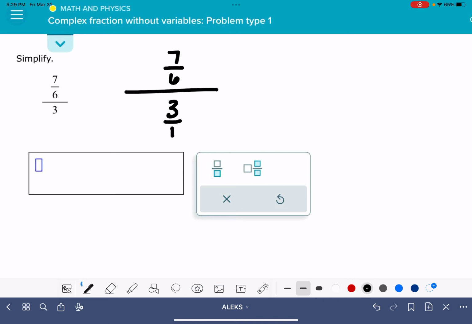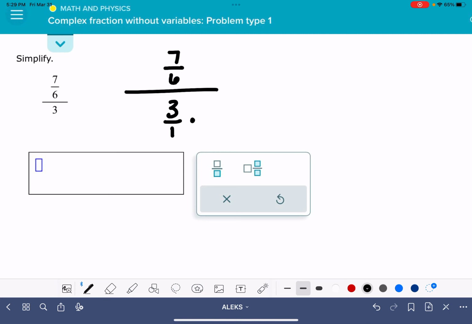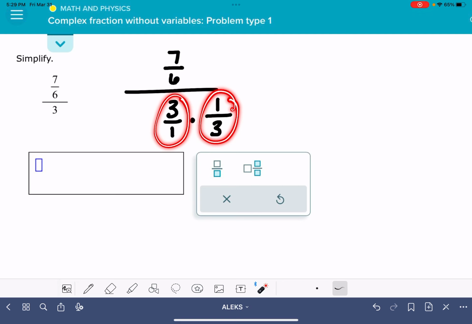3 over 1 is exactly the same thing as 3. I haven't changed the value of this mathematically, but looking at it as a fraction makes this problem easier for me to solve. Now what I'm trying to do is just have one fraction. I don't want a fraction over another fraction, just one fraction. And the way that I'm going to turn this into just one single fraction is by getting rid of the denominator. To get rid of the denominator, I'm going to multiply it by the inverse of itself. So I'm going to take that 3 over 1 and multiply it by 1 over 3.